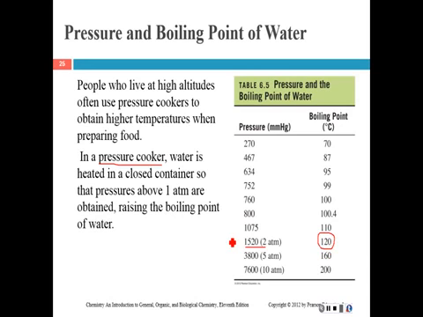So pressure cookers, which were really big in the 1950s, really shortened the cooking time for many different foods. For instance, you can boil a chicken so that the meat falls off the bones in only 15 minutes in a pressure cooker. Whereas if you were doing that in a pot on the stove, it would take you well over an hour.